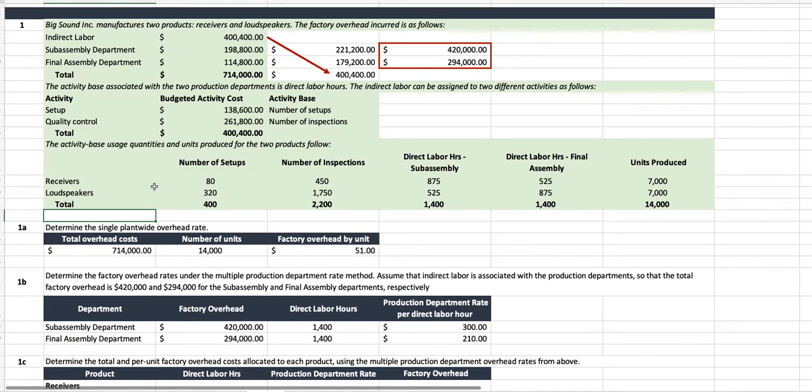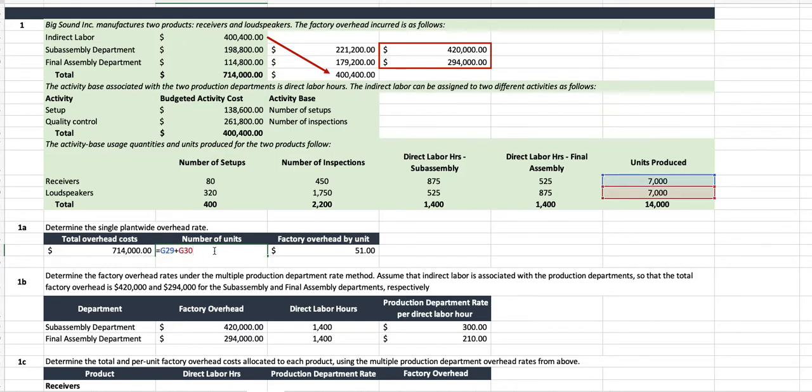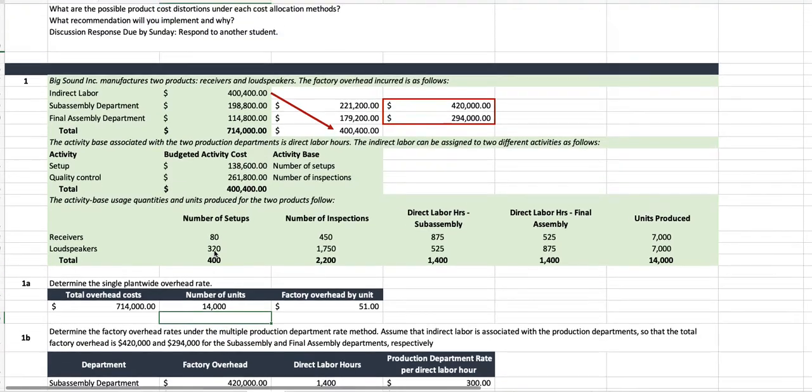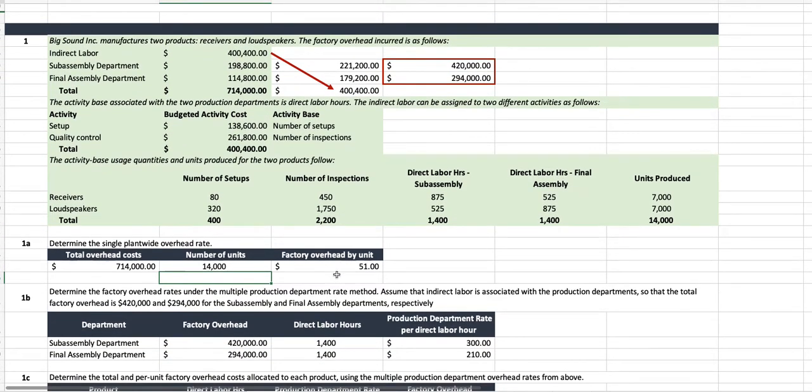Okay, so the first thing that we need to do is determine the single plant-wide overhead rate. Well, that's going to be quite easy because what we end up doing is we just pick up the total cost for our overhead, and then we pick up the number of units that we produced. Well, we have two products, receivers and loudspeakers. So that tells me that we have 14,000 units that we produced this period. And now we just want to calculate the factory overhead rate by unit. And we do that by taking the cost and dividing it by the number of units. That was pretty simple, right?